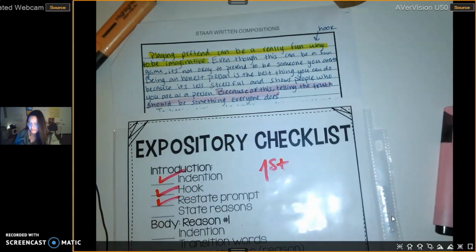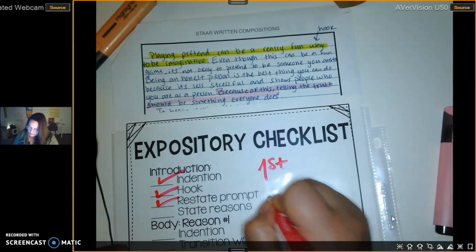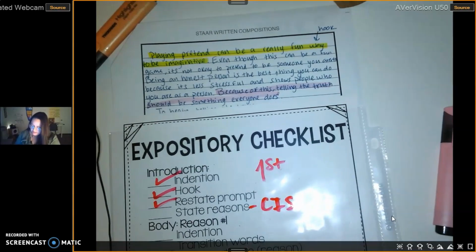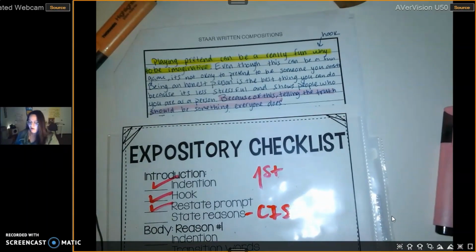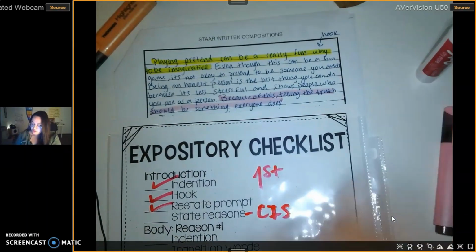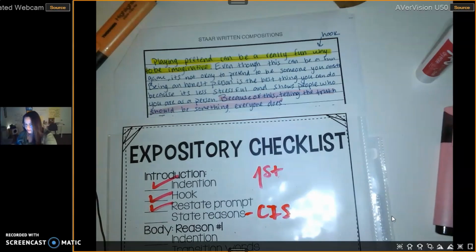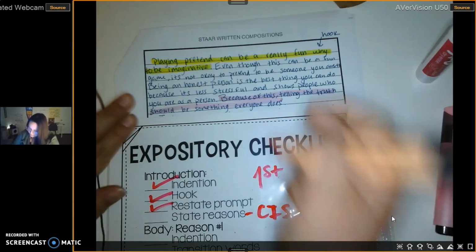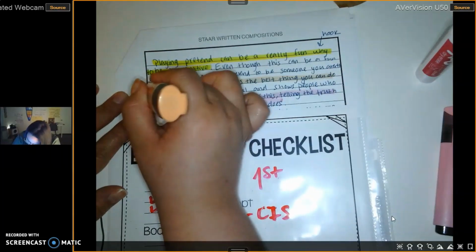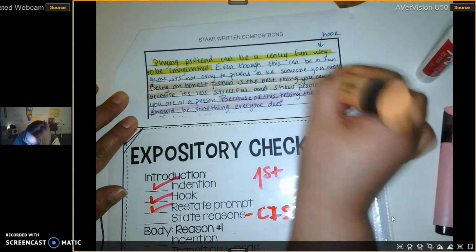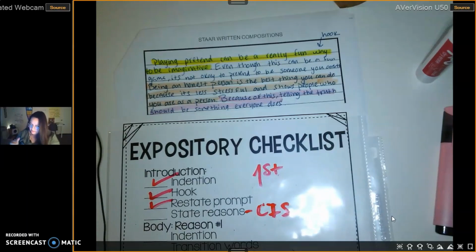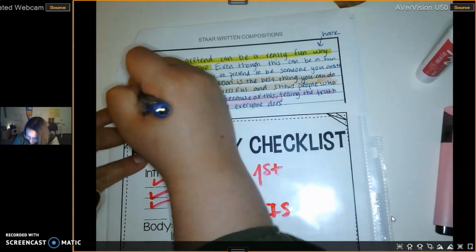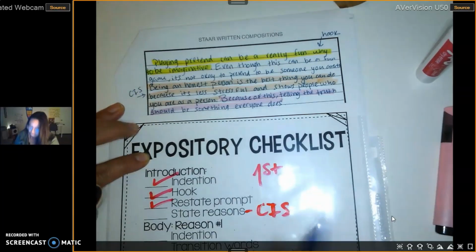And then stating the reasons. So I put my central idea statement with my reasons this time because I wanted to show you guys that you can do your central idea statement and also introduce your reasons. So let me get a different color. I'll get orange. Being an honest person is the best thing you can do because it's less stressful and shows people who you are as a person. Now, let me label that really quick. Put it right here on the side. Central idea statement. And put a little arrow.